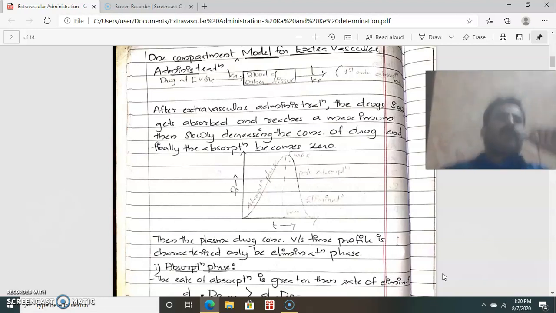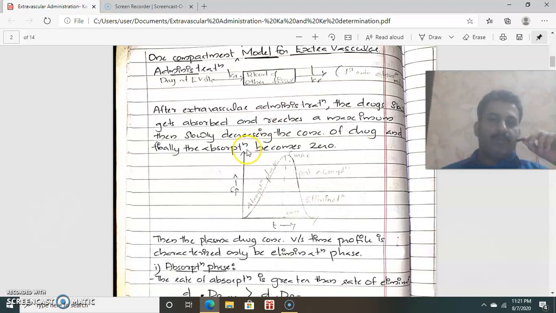Okay. So this is a one compartment model for extravascular administration. The first step will be the model. You have to draw the model, drug at the extravascular site, rate of absorption Ka, blood and other tissue, and only the elimination Ke. After extravascular administration, the drug gets absorbed and reaches a maximum, then the concentration slowly decreases, and finally absorption becomes zero.